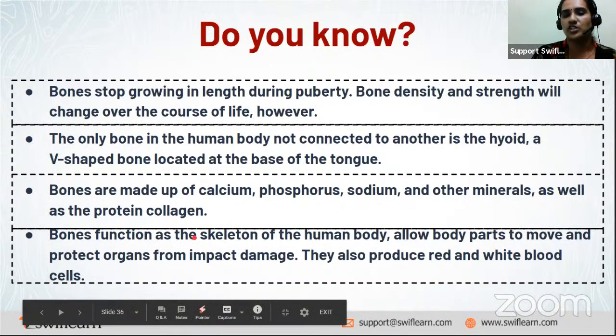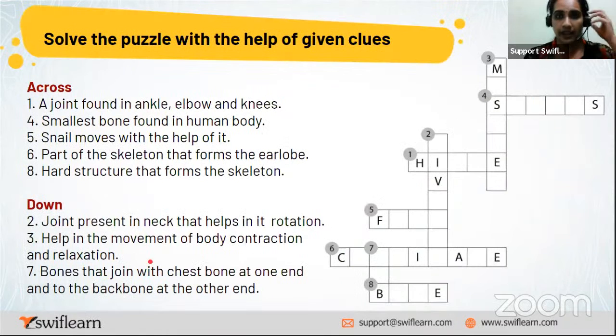So bones function as the skeleton of the human body, allow body movements, and protect organs from impact damage. They also produce red and white blood cells. So that is about the bone.